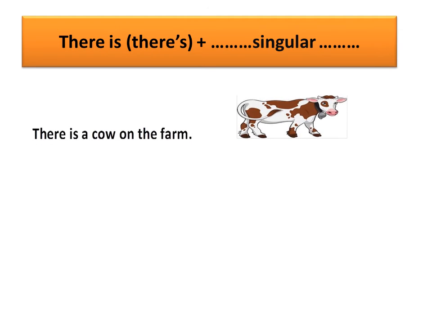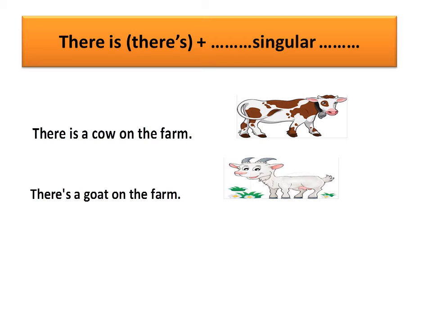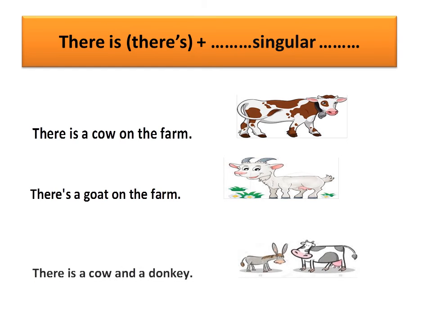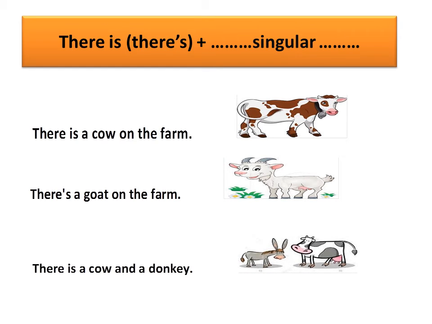For example, there is a cow at the farm. There is a cow at the farm. Second example, there is a goat at the farm. There is a goat at the farm. Third example, there is a cow and a donkey. There is a cow and a donkey. We use there is because it's a singular noun.